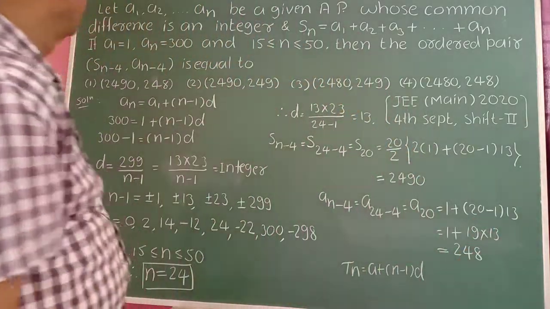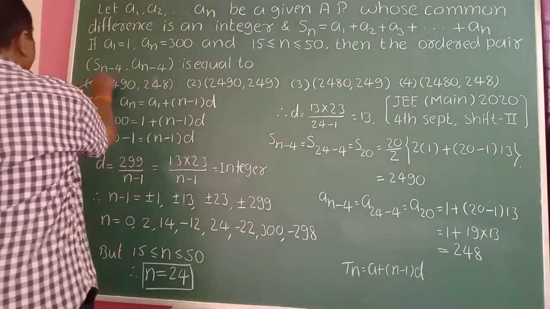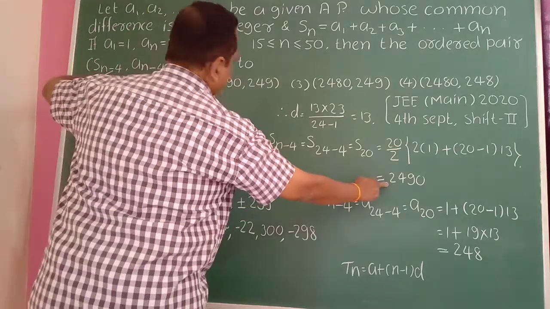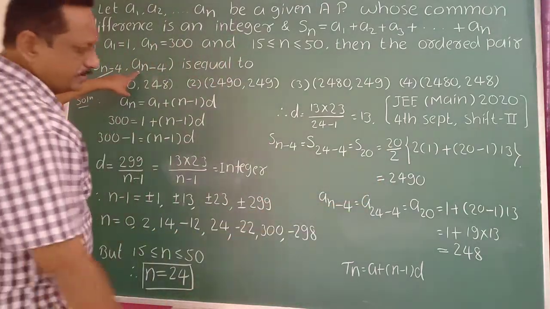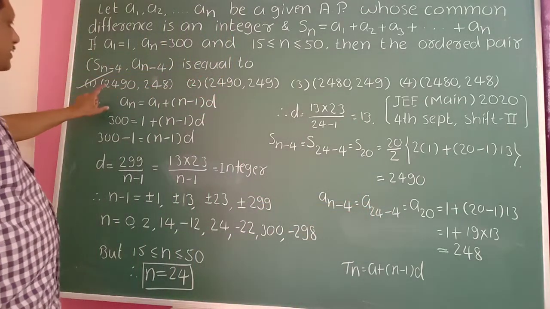248. Therefore here the correct option is the first one here. Yes, S n minus 4 is 2490. a n minus 4 is 248. Therefore, the first option is correct.